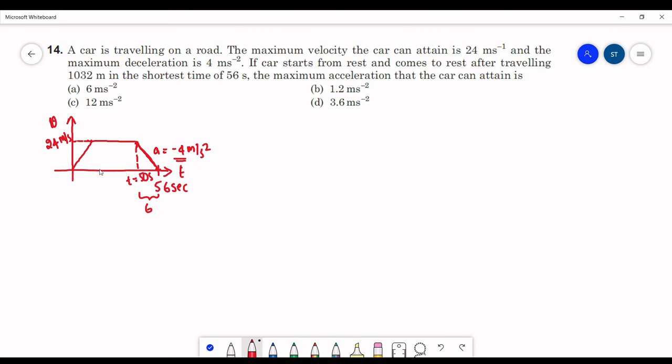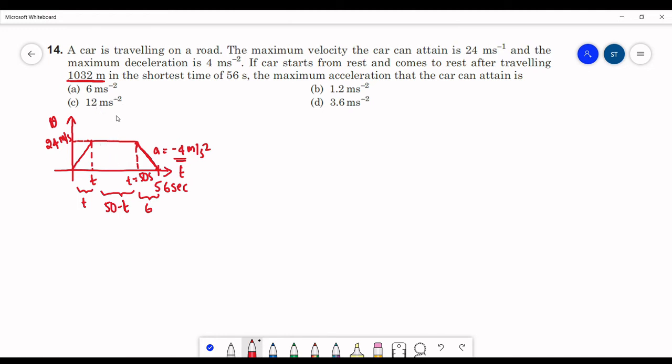Let us assume that the car is accelerated till t seconds. So the car is going to accelerate for t seconds, which implies it will be moving with its maximum velocity for 50 minus t seconds. We are given the distance traveled by the car, which is 1032 meters. We know that the area under the velocity versus time graph is nothing but the distance covered by the body.